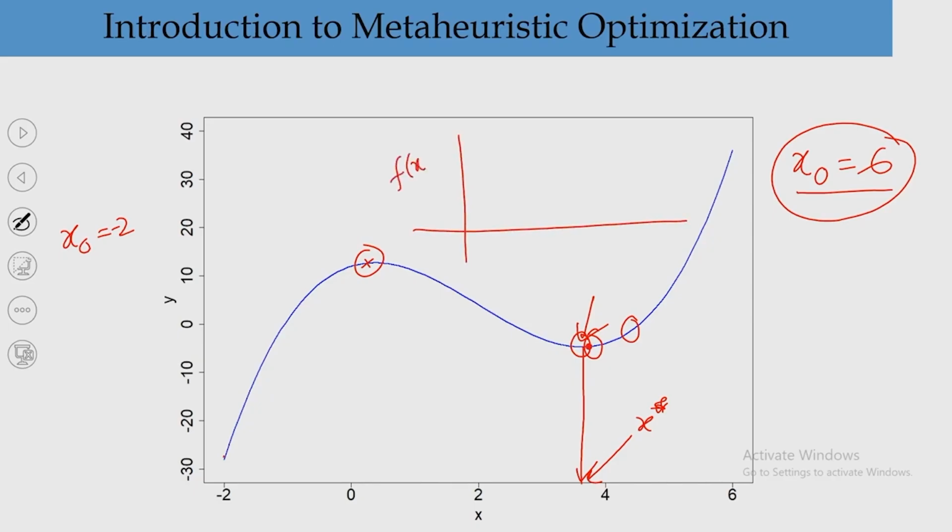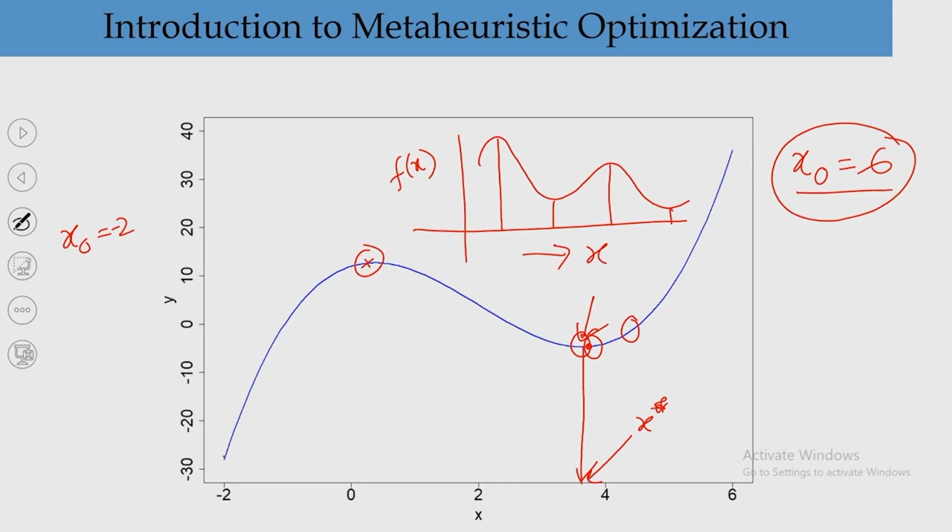So, this is f(x) and this is x. Suppose the function is like this. So, we have one solution here and this is a maximum point. We have another solution, this is also a maximum point, this is another point, this is a minimum point, and this is also a minimum point.